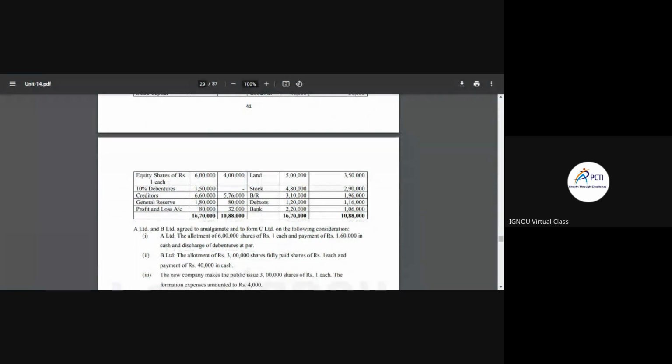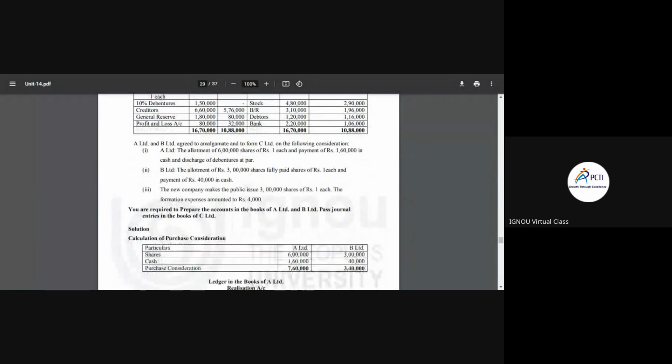And we have some additional information that A Limited and B Limited agreed to amalgamate and to form C Limited on the following consideration. So the first additional information is for A Limited, that the allotment of 6 lakh shares of rupee 1 each and payment of 1,60,000 in cash and discharge of debentures at par. And the second one is for B Limited, that the allotment of 3 lakh shares fully paid up of rupee 1 each and payment of rupees 40,000 in cash.